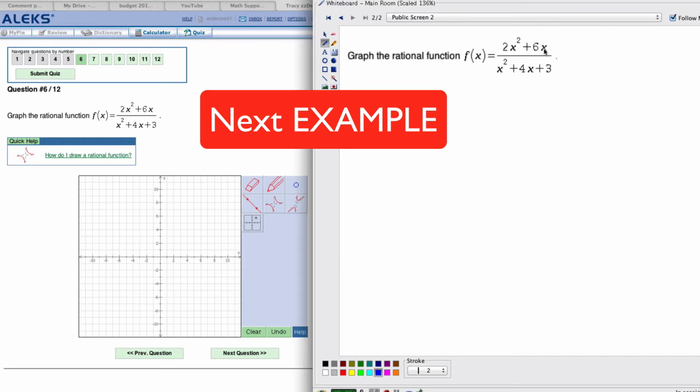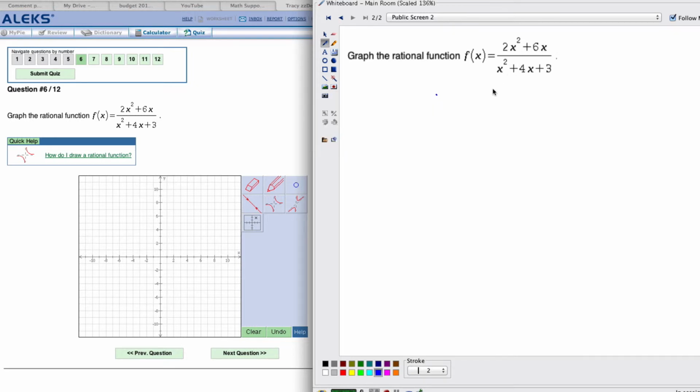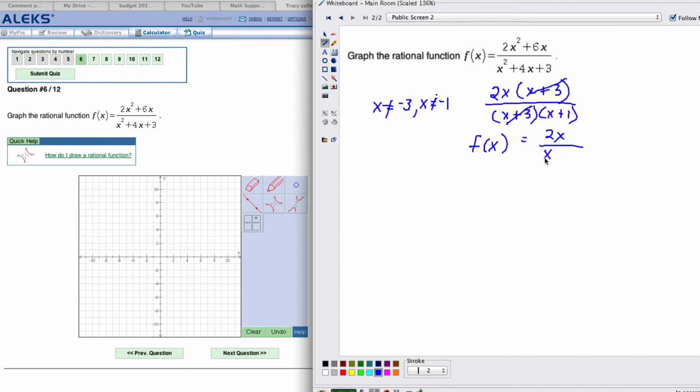Alright, so we are going to start off the same way. We're going to factor the numerator and denominator. I can factor out a 2 and an x from the numerator, and that's going to give me x plus 3. And then I can factor the denominator to x plus 3, x plus 1. We can see that x cannot equal negative 3, because that would make the denominator equal to 0, or negative 1. Now we simplify, and we get the new function for f of x. The simplified form is 2x over x plus 1.